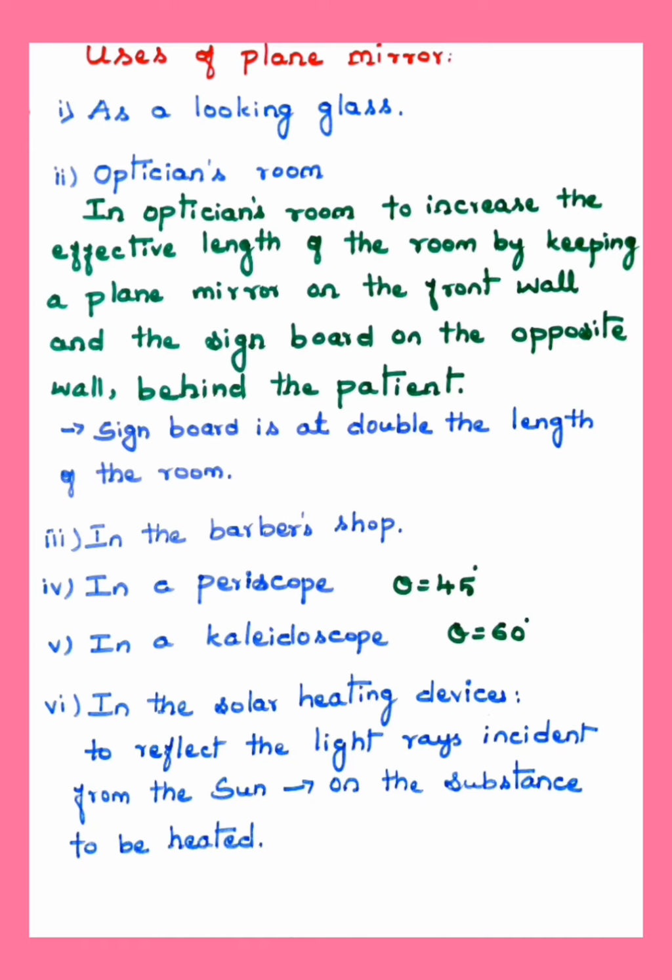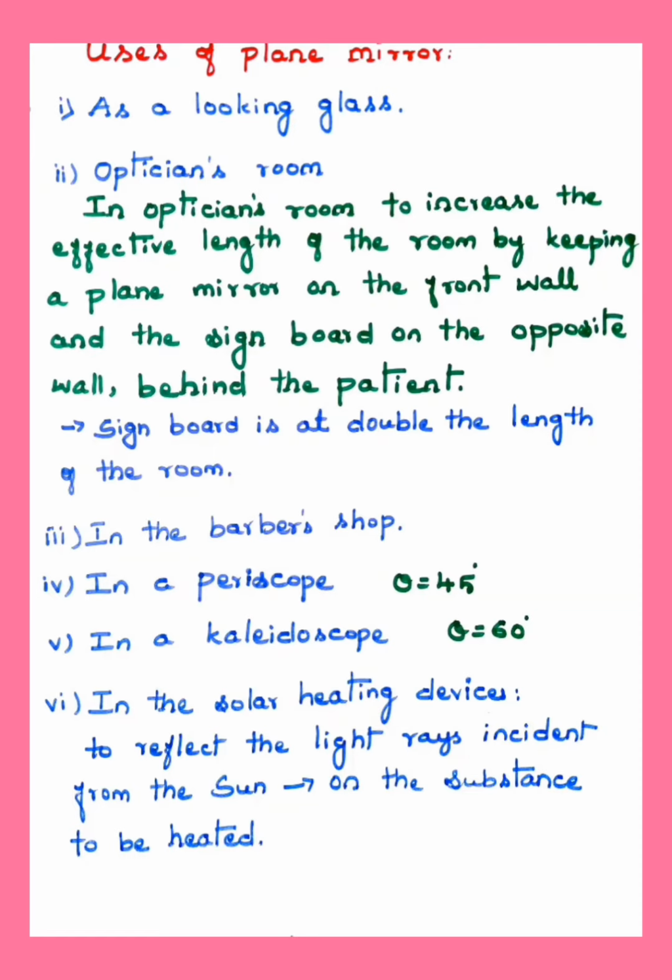And next, mirrors are also used in a kaleidoscope. The angle between the mirrors is 60 degrees. The three mirrors are placed like this at a 60 degree angle. So, what type of triangle is it? Equilateral triangle. Yes.